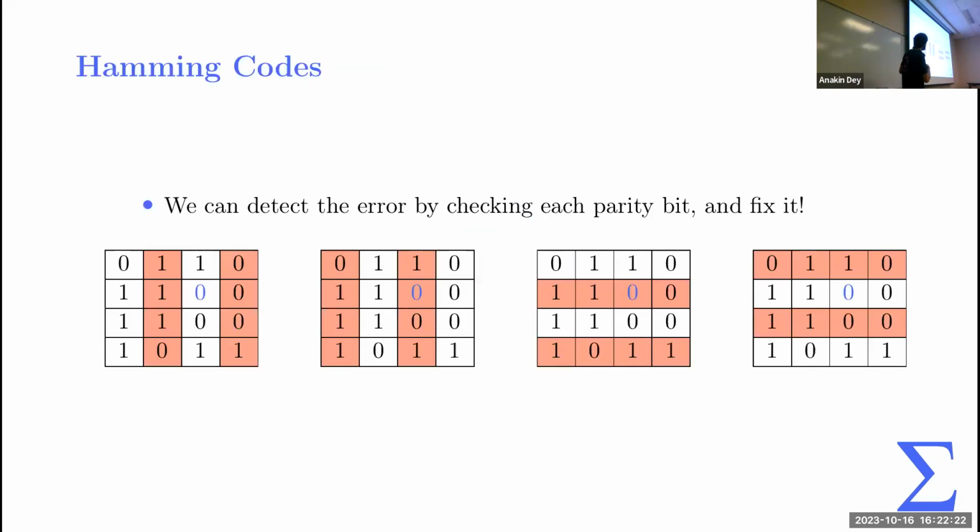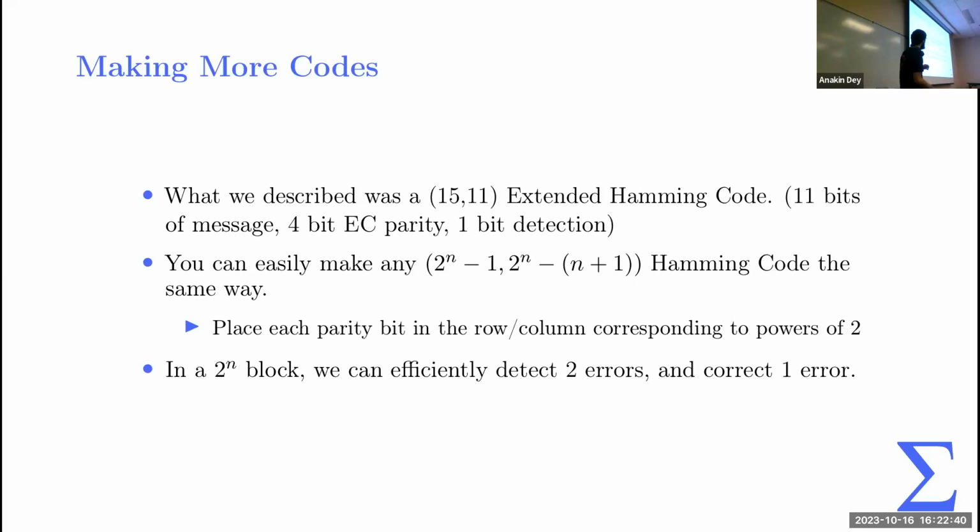So in this case, you might consider this like position 1 and position 2. If this was double the table size, we put the next one at position 4, and then the next one at position 8, and the next one at position 16. And that's how you can expand these tables out and get the same cutting property when you do extended Hamming codes. So in a 2 to the n block, we can efficiently detect 2 errors and correct 1 error. And that's what the extended Hamming code gives us.